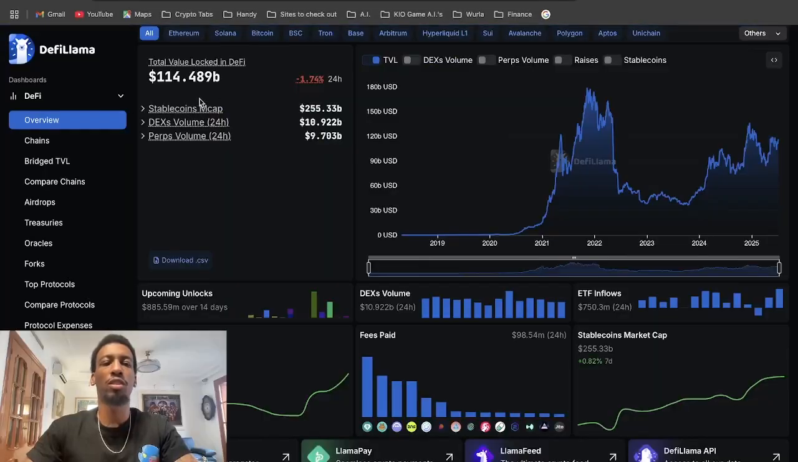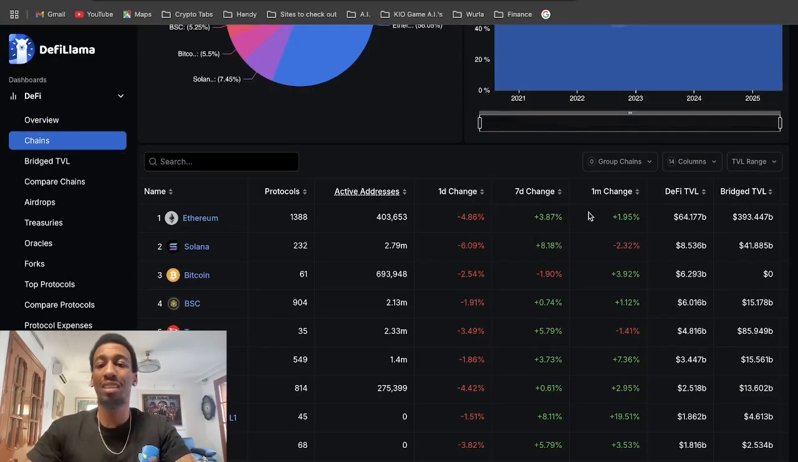So if we come on over to DeFi Llama, you can see it's $114 billion in DeFi right now. If we click chains, we can see that while most of the volume is in Ethereum, if we look at the runner-ups, so we have Solana, which is mostly meme coins, $8 billion in TVL. Bitcoin, it's not a lot of trading volume happening on Bitcoin. DeFi on Bitcoin, I believe, is a fallacy. Binance Smart Chain, Tron, and then Base.